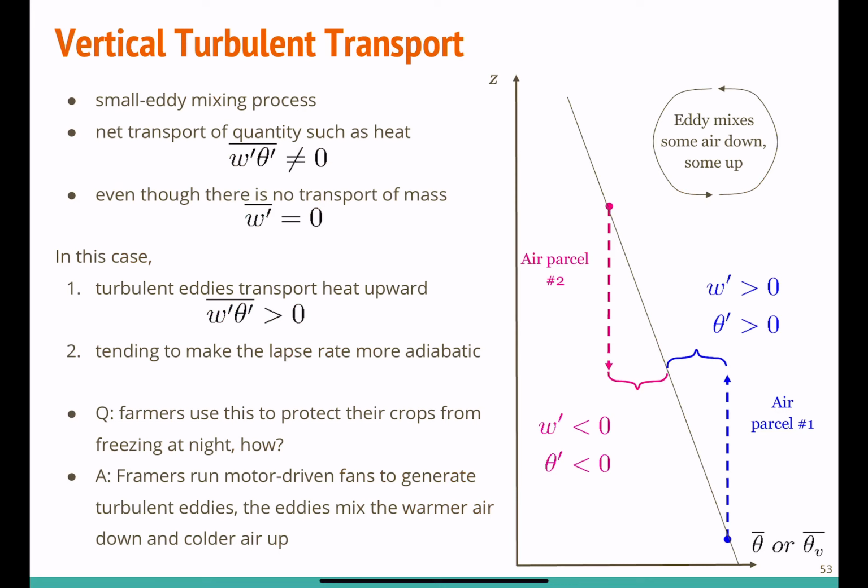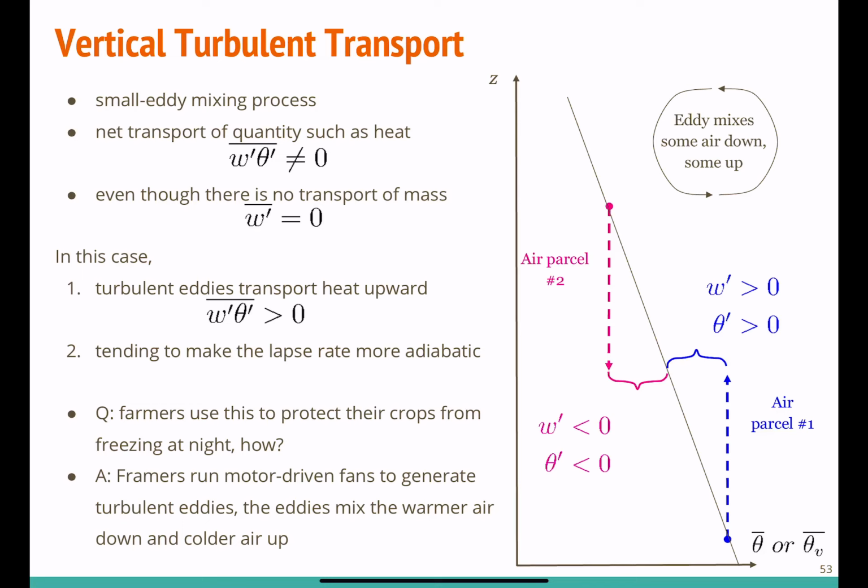We have the net transport of the turbulent quantities. So this is not 0. Even though there's no transport of mass, because we know that the average of the turbulent vertical momentum is 0, so there's no net transport of mass, but heat is transported up.